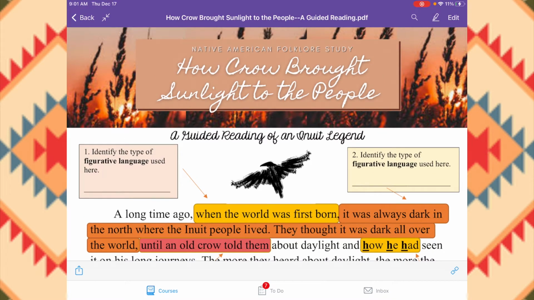Okay, Native American folklore study, How Crow Brought Sunlight to the People. This is a guided reading of an Inuit legend. We're going to read the first page first, and then go back and do some annotations using our reference tool. Then we're going to read half of our second page today and do the same. Then we'll come back tomorrow to finish part 2 of our story.